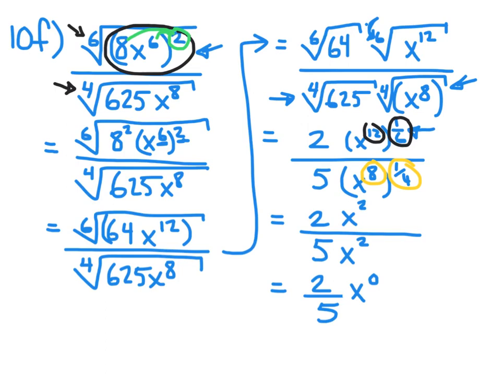Or we could have just said, okay, let me just cancel this x squared over here with that x squared over there, and that's just 1. So those are gone, and you're just left with 2 over 5. But, if you want to look at showing every single step, this is 2 over 5 times, obviously, 1, because x to the power of 0 is just 1.